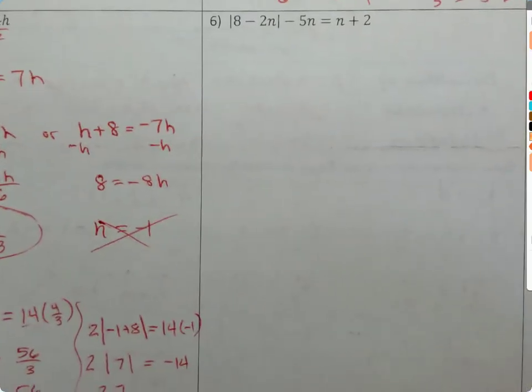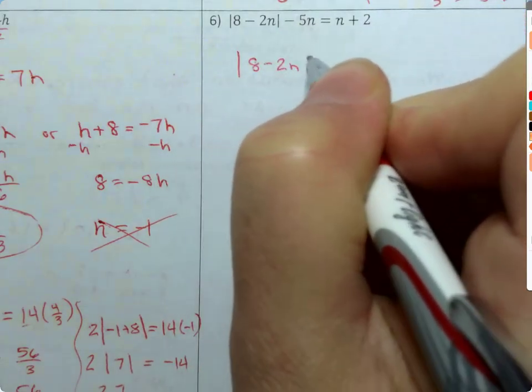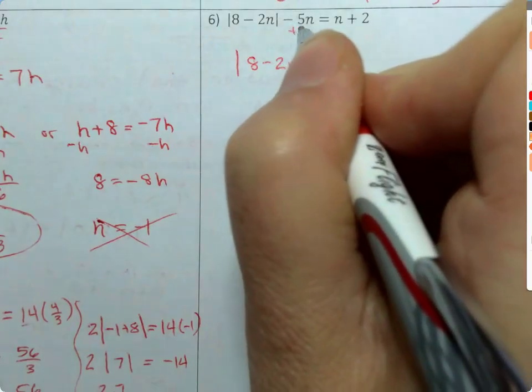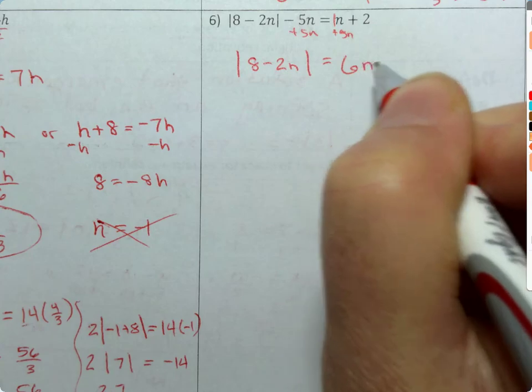Now, look at the next one. I need to isolate it by adding the 5n. So 8 minus 2n is equal to, so if you want to show this to help you, if it helps you put a little 1 there, I have 6n plus 2.